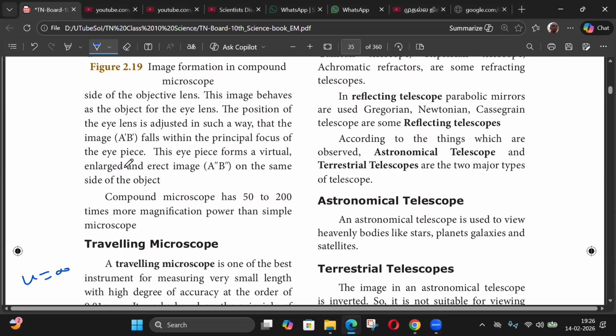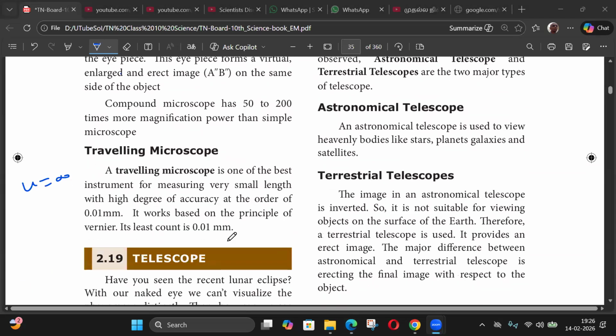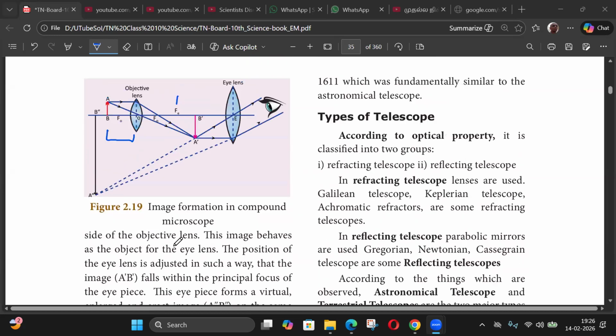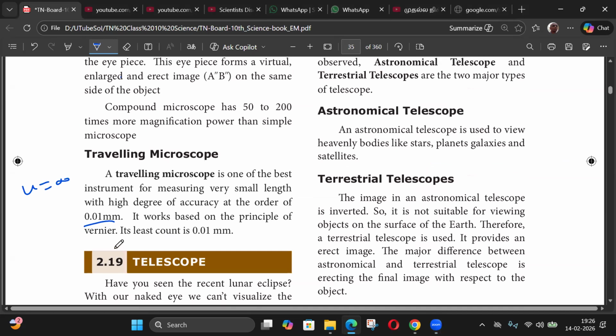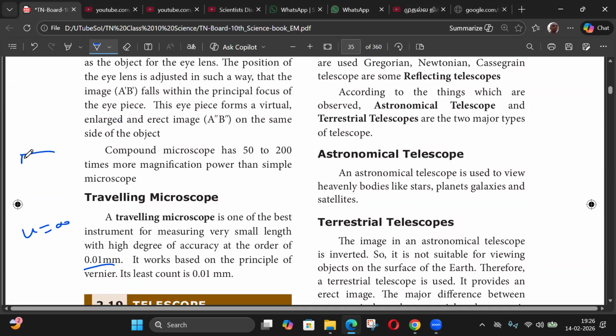Third one, there is something like the traveling microscope, one of the very small ones. You just read it as theory, but basically you can measure distances of 0.01 mm. Obviously, if the scale is small, you need a lens to magnify it, whatever reading is on the scale. So for that also the traveling microscope is used, measuring very small lengths of the order of 0.01 mm.